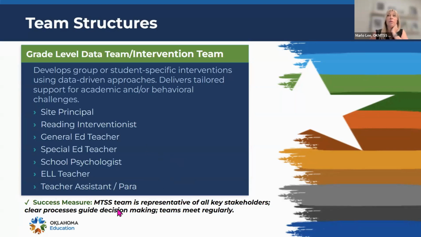So the success measure for MTSS, for this one, is MTSS teams are representative of all key stakeholders. Clear processes guide decision making, and teams meet regularly. And so we'll talk more about that in a minute. So these are your 3 team structures that you want to have in your school.